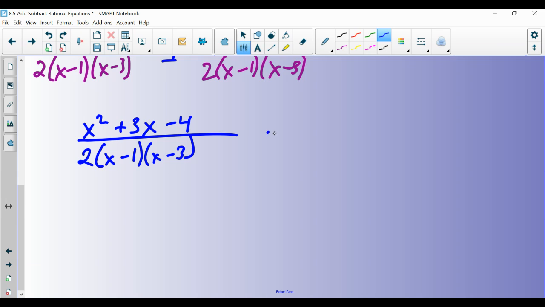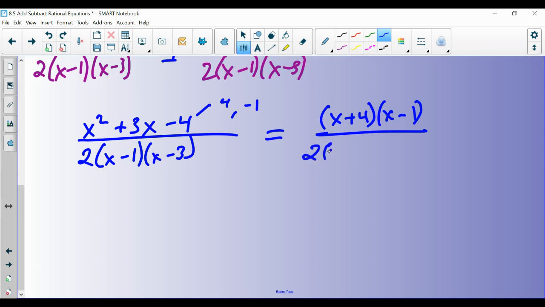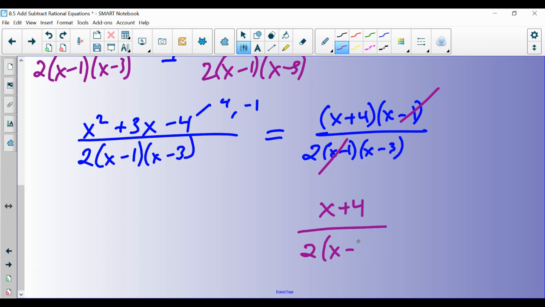I would look to factor my numerator, and it does actually factor in this problem. It would factor into x plus 4, x minus 1, because positive 4 and negative 1 multiply to this and add to 3. My denominator is still going to be 2x minus 1, x minus 3, but we do get the payoff of a simplification or a cancellation. My numerator is still going to have x plus 4. I could put parentheses around it, but it doesn't need it, times 2x minus 3, final answer.